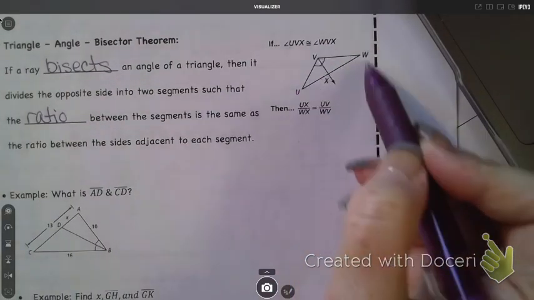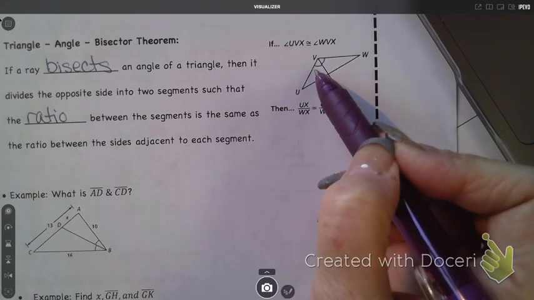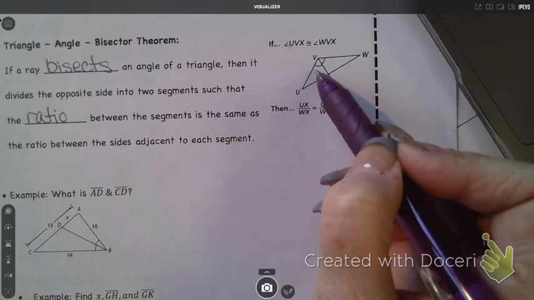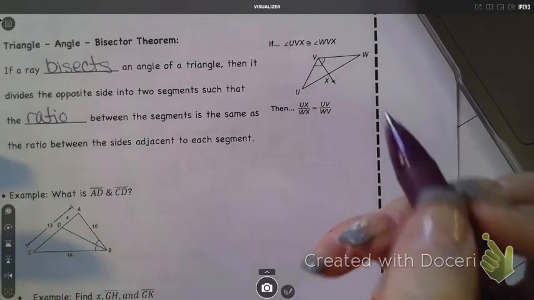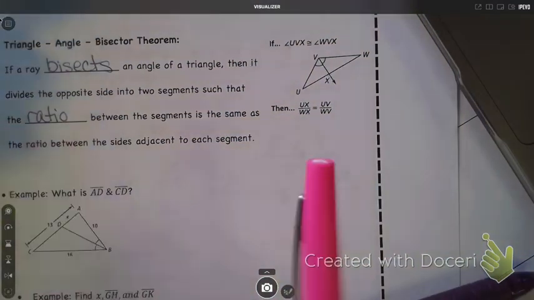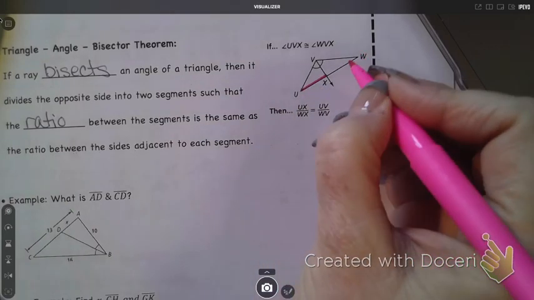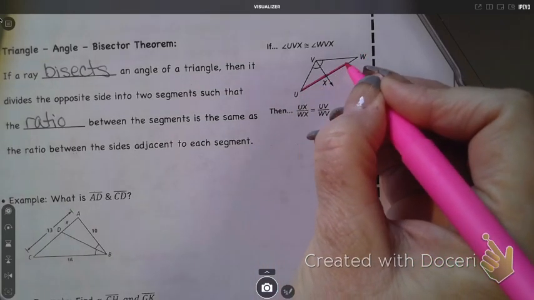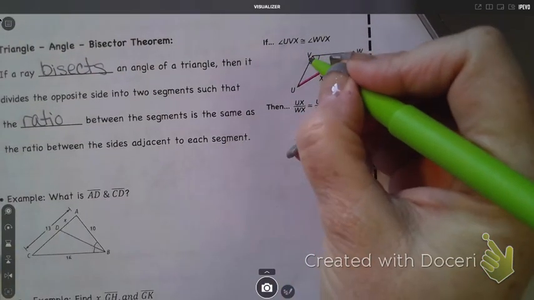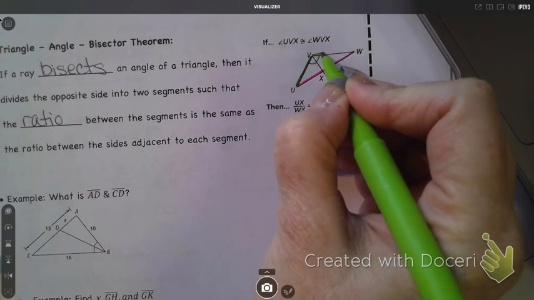So, let's look at our picture over here. Did this ray cut V in half? Yes, because how do I know? Because of the arcs, right? Doesn't have to look like it, but did it? Yes. Okay, so what that means is UX over WX is equal to UV over WV.